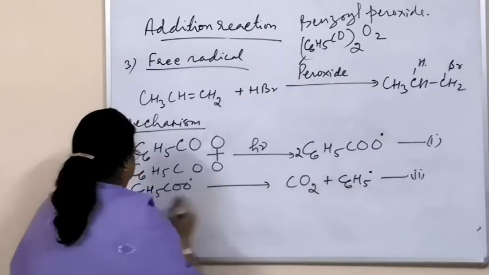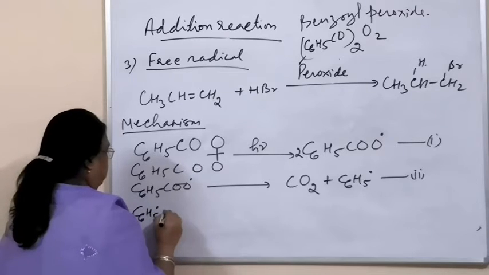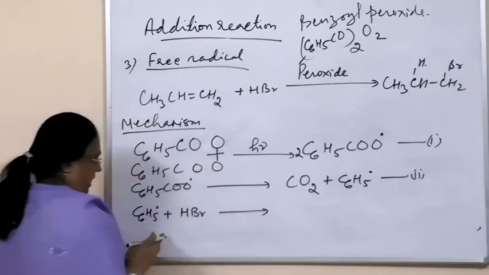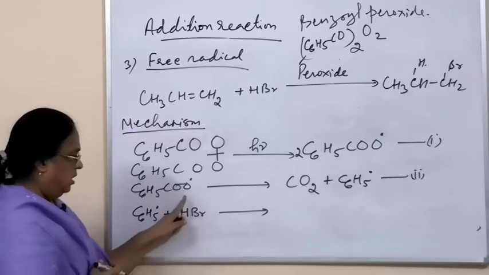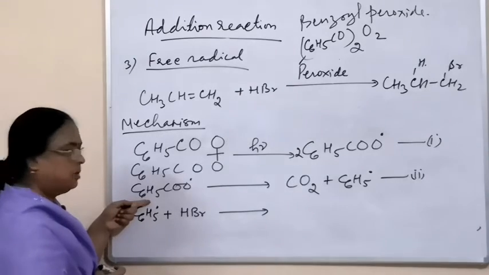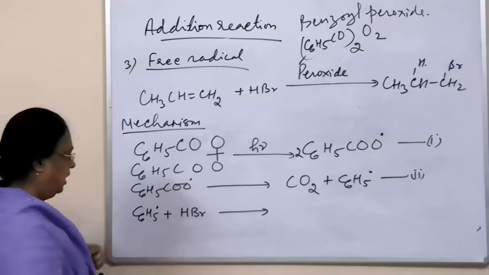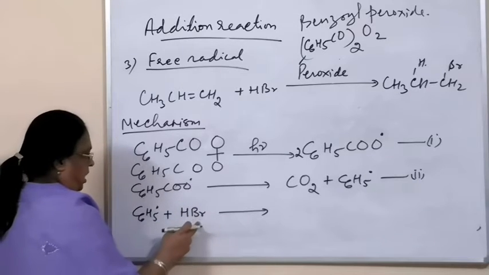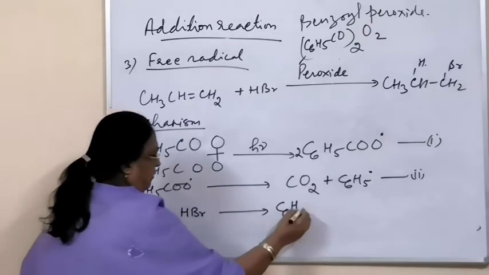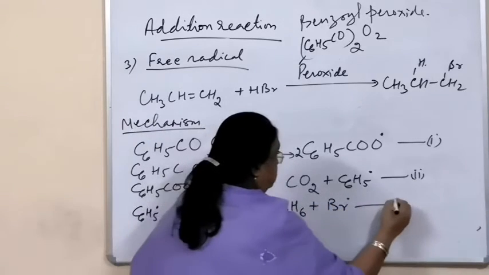Now this phenyl free radical will attack HBr addendum, and HBr, although both of these atoms are not having same electronegativity, because of the already existing free radical, here the bond will break homolytically and we will have H dot and Br dot. So H dot and C6H5 dot will form benzene and Br dot will be formed. This is step 3.